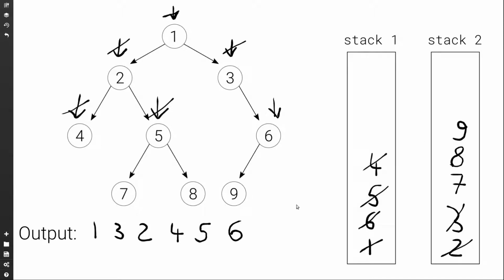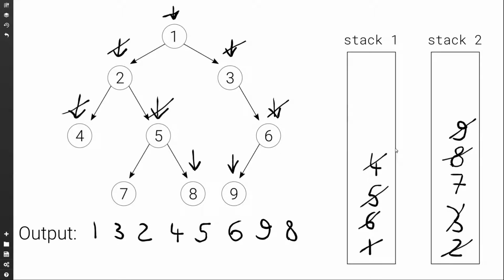So we set the current node to the top of stack 2, 9. We pop stack 2 and we print the current node. Then 9 doesn't have any children, so we're done with the 9. We go back to stack 2 and we set current to the top of stack 2, so 8. We pop stack 2, we print the current node, and we process the children of 8, but 8 doesn't have any children. So we're done with the 8.